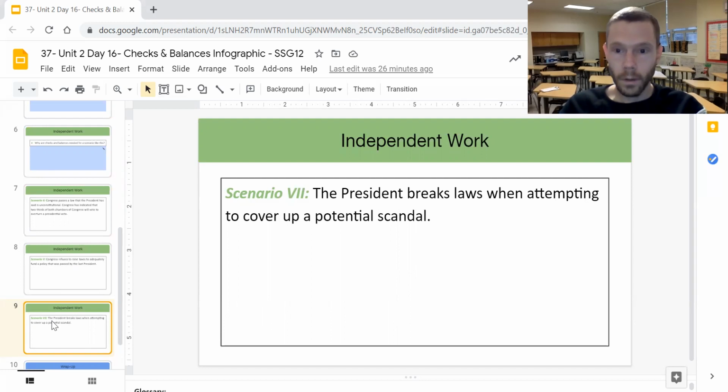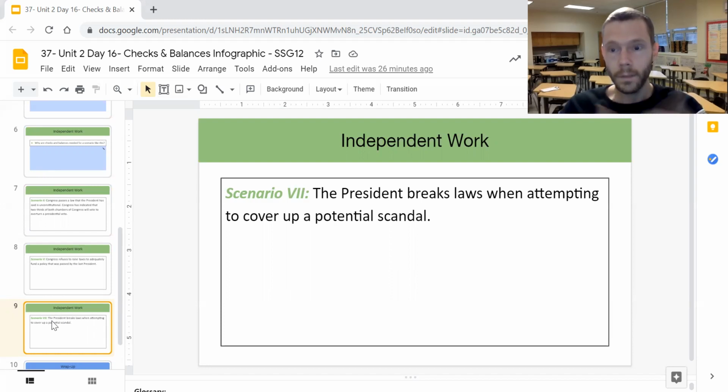The president breaks a law, one attempting to cover up a potential scandal. Okay, so we have some examples of this in U.S. history, most notably looking at the last presidential administration of Donald Trump. But we see other impeachments that go back to the 1970s, thinking about the Watergate scandal under Richard Nixon. And basically, Congress has the power to check presidential decisions and actions by impeaching the president if they believe that the president has violated their oath of office.